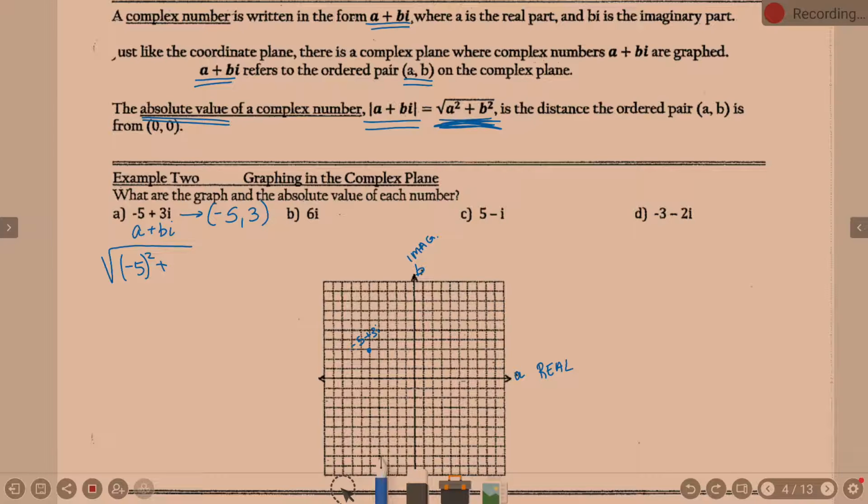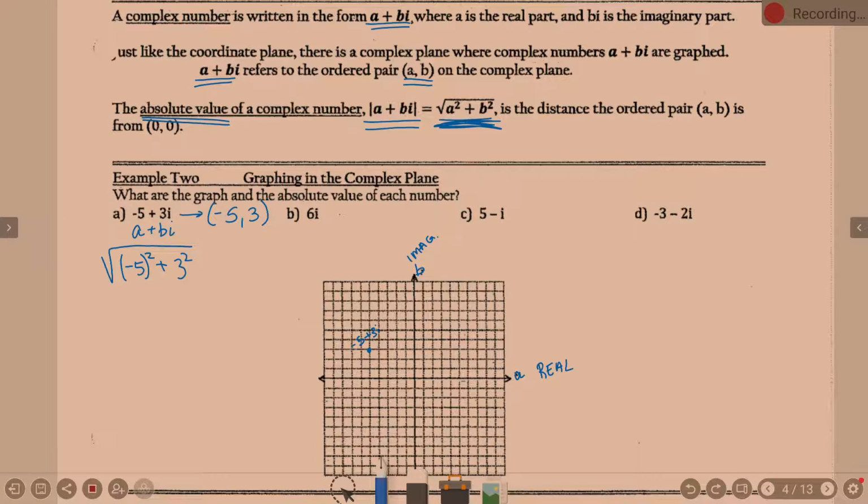Just 3, yep. So we don't put the i in there? No, because it says the square root of a squared plus b squared. It doesn't say the square root of a squared plus bi squared. It involves a b. So if they want it to have an i, they tag the i in there. Okay, do the math here.